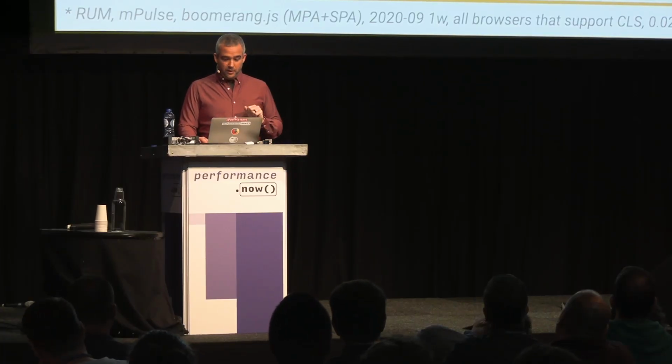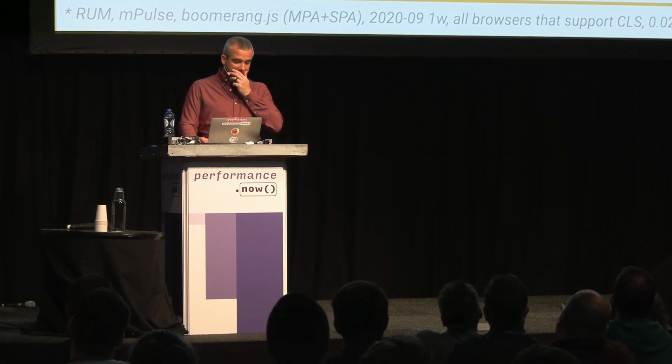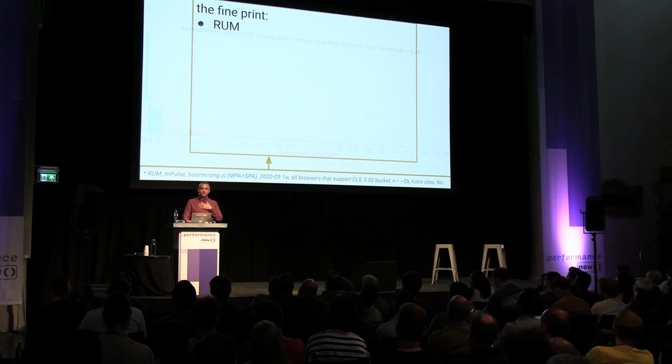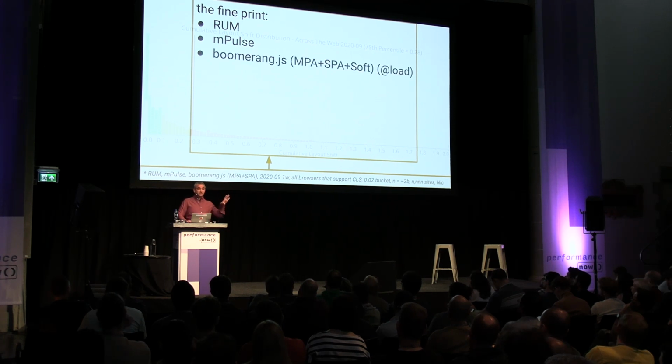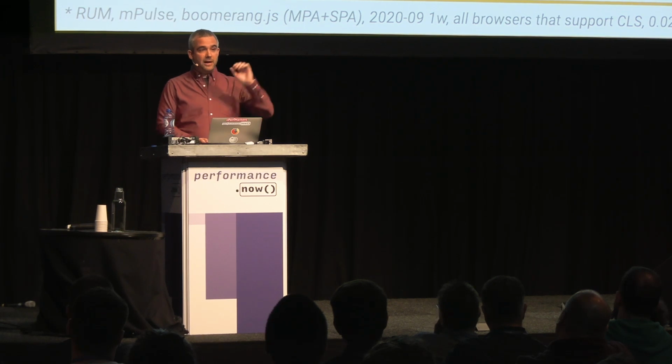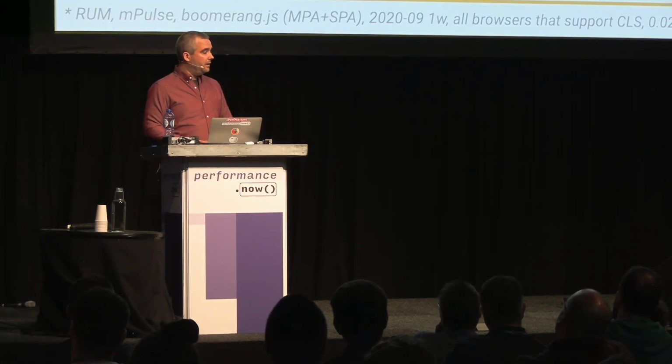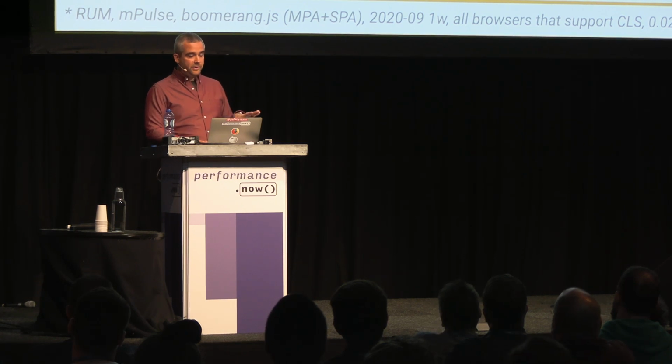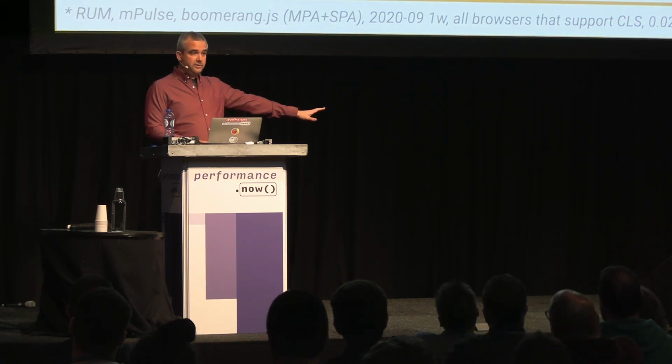And there is some fine print for all of this data at the very bottom. So this is RUM data, not synthetic. This is RUM data, data that we measure from the real world. For our mPulse customers, we have thousands of customers that we're measuring this from. We measure this data from Boomerang, an open source library. We are measuring all different types of websites, including soft navigations. We generally measure everything up to the onload event. So if things happen after the onload event, we're not representing it in this data. This is sampling 1 week of data, so 7 full days' worth of data. It includes all browsers that support cumulative layout shift, which is just Chrome. Bucket size is 0.02, as I mentioned.